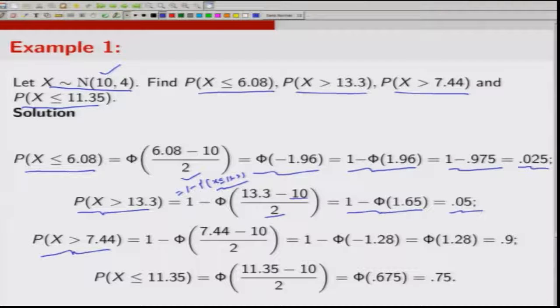Similarly, probability X greater than 7.44 is the same as 1 minus probability X less than or equal to 7.44. So 1 minus phi of (7.44 minus mean 10) divided by sigma 2, which is 1 minus phi of minus 1.28, which is phi of 1.28. One can see again from the tables, this value turned out to be 0.9. Probability X less than or equal to 11.35 is the same as phi of (11.35 minus the mean 10) divided by sigma 2, which is phi of 0.675. Again from the tables of last page, this turns out to be 0.75.